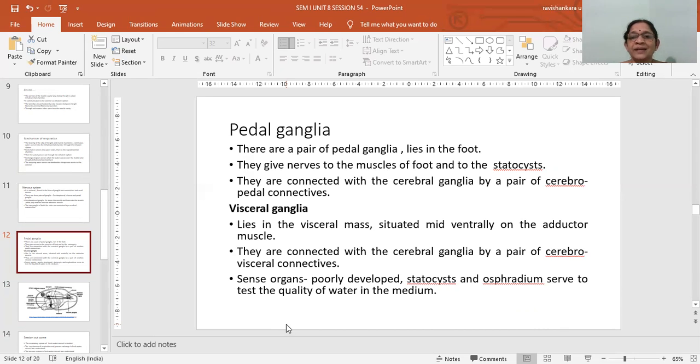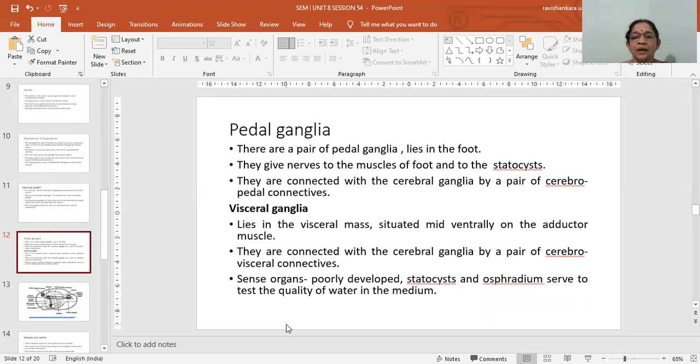They give nerves to the muscle of the foot and to the statocyst. They are connected with the cerebral ganglia by a pair of cerebropedal connectives. Visceral ganglia are found in the region of the visceral mass, situated mid-ventrally on the abductor muscle. They are connected with cerebral ganglia by a pair of cerebrovisceral connectives.